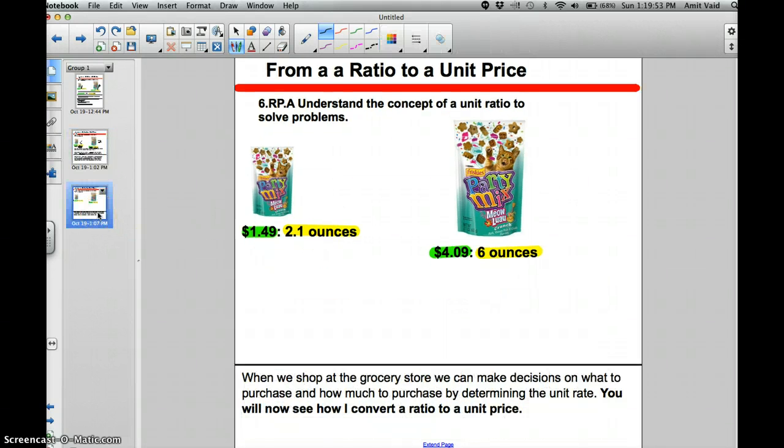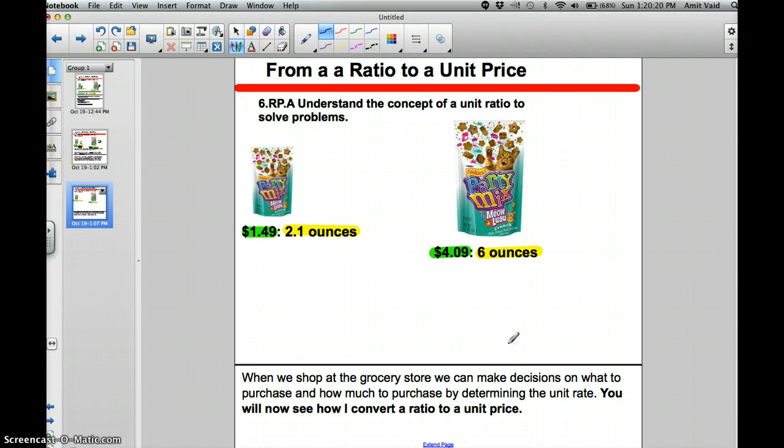I'm going to show you now how I do that. When we shop at the grocery store, we can make decisions on what to purchase and how much to purchase by determining the unit rate. In this case, we actually call it the unit price because we're dealing with cost per 1 unit. You will now see how I convert a ratio to a unit price. The goal is to get ounces to 1.